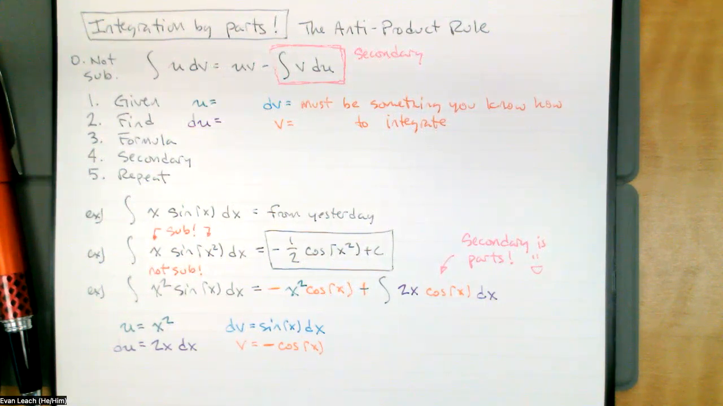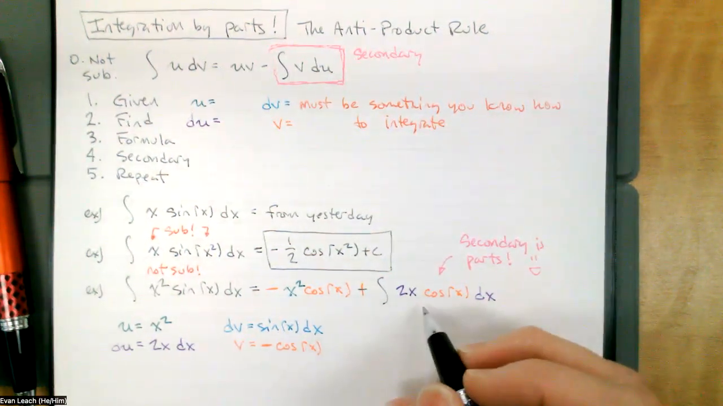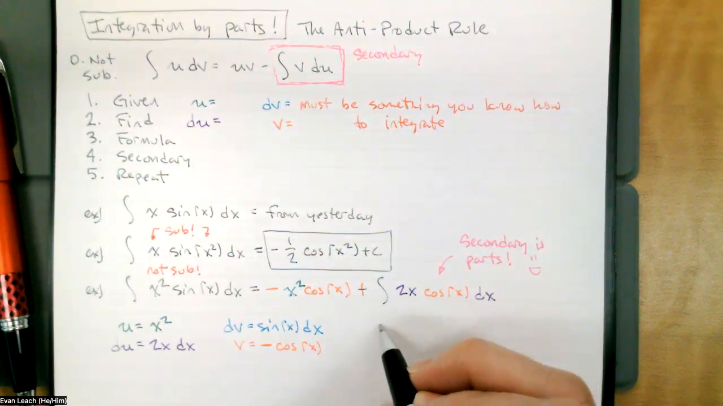So let's do parts again. And we're going to make the same decisions that we did last time. If I put u in the 2x, in the derivative spot, then that's going to make things smaller. Derivative of 2x is just going to be a 2. So my secondary integral is just going to be a sine. So I like that. That sounds like a good plan.